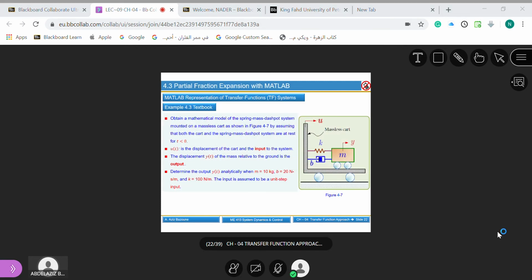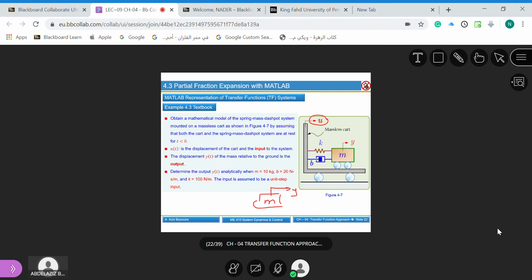Another example here, Shabab. We have a mass that is connected to a spring, and then a damper, and then the massless car. Massless car means it has no mass, but there is a motion U here. If you draw the free body diagram for this system, we will have the mass, and then the motion is Y.